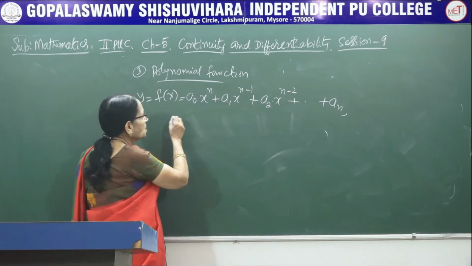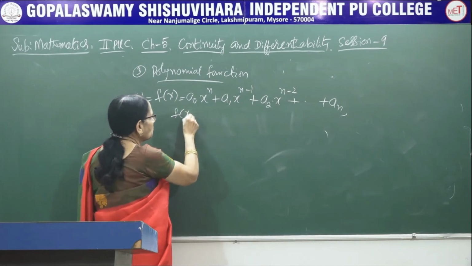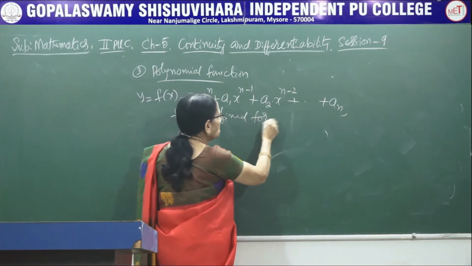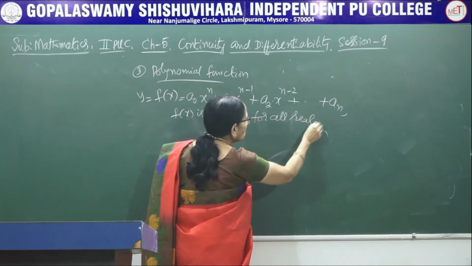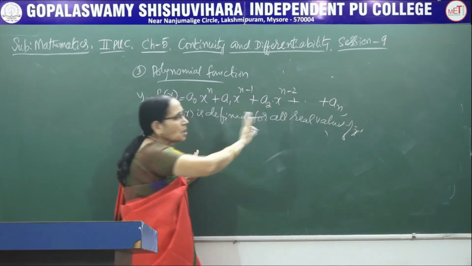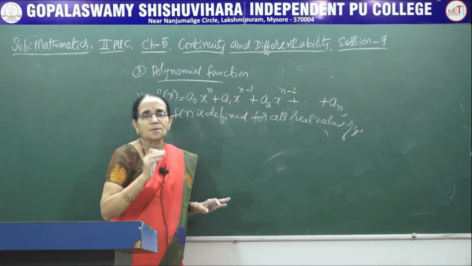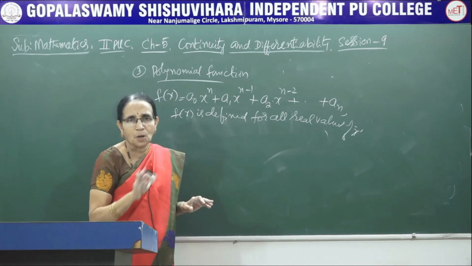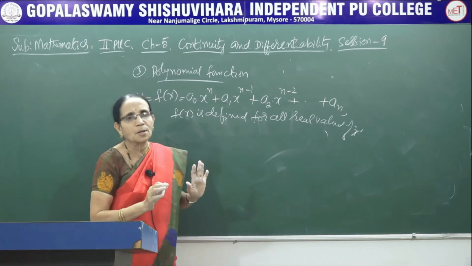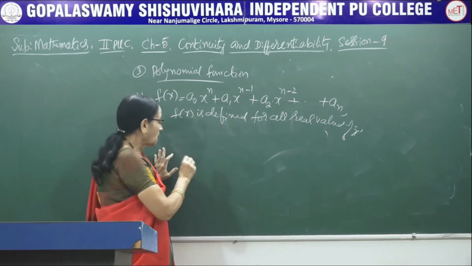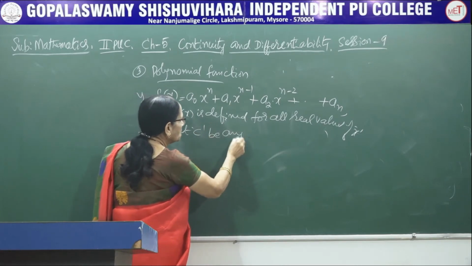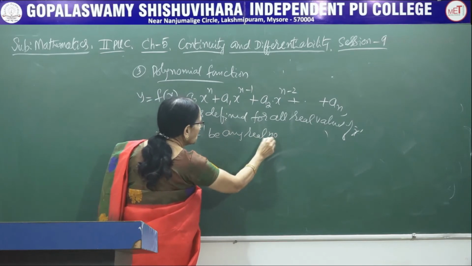Now, first we have to write that f(x) is defined for all real values of x. The same argument holds good for everything, whether it is an identity function, a constant function, or a polynomial function; the procedure is the same. First you have to write that the function is defined for all the real values of x, that is the first step. Next is, let c be any real number.